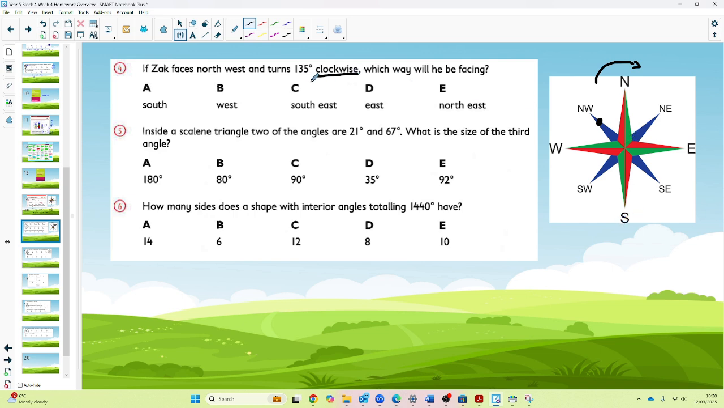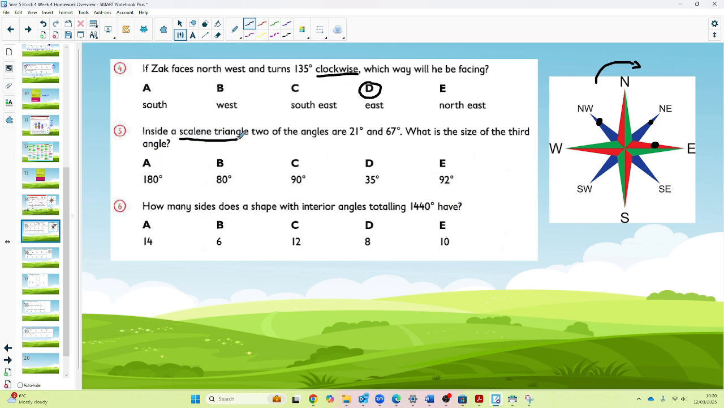Well, we can break down that 135, if you like, into 90 and 45. So a 90-degree turn will have him facing northeast, and then we're going to add another 45 degrees, and that will mean that he's facing east. So Zach will be facing east, which means the answer is D. Moving on now to question 5.